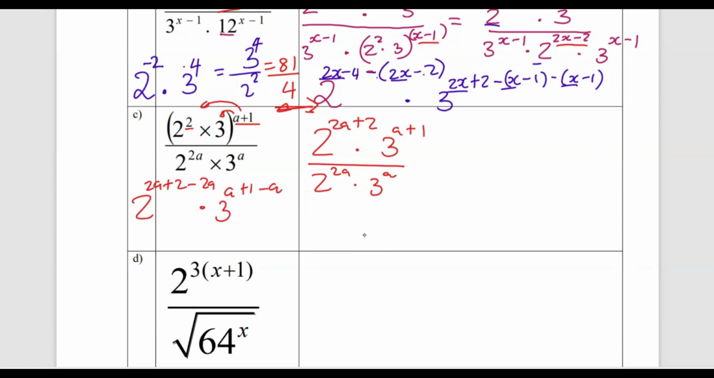So the 2 and the 2a will cancel. I have 4, because 2 squared is 4. And then the a and the a will cancel. I'll be left with just a 3. And then what is 4 times 3? It's 12. I told you, okay?